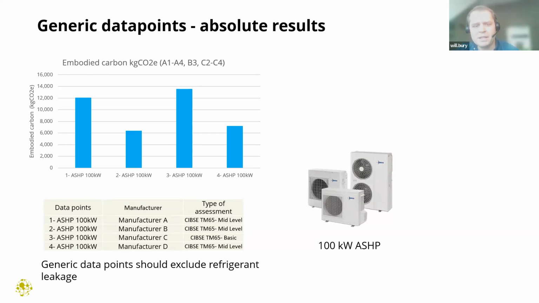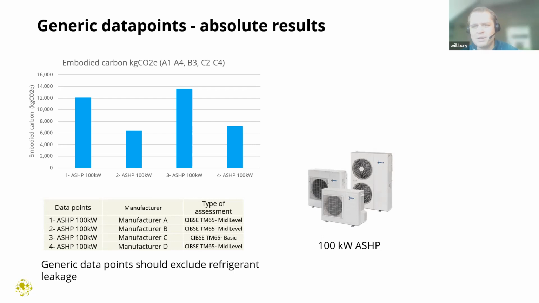For TM65.1, we grouped all the products dependent on the capacity and the type, and then took a weighted average. We weighted lighter products up and heavier products down to try and mitigate that difference.